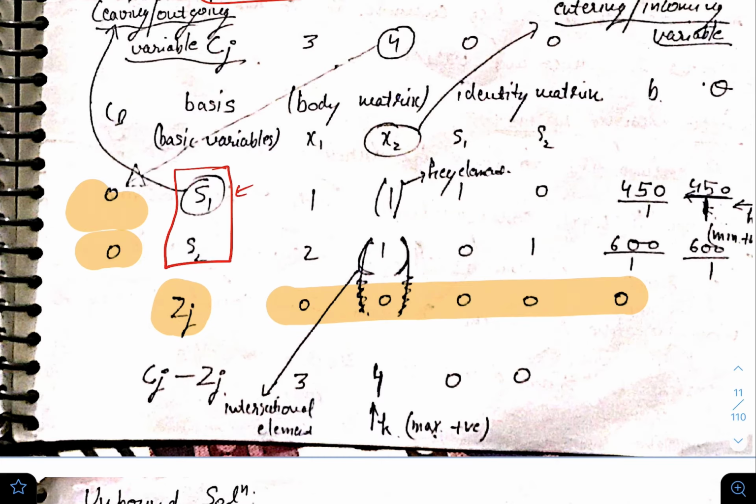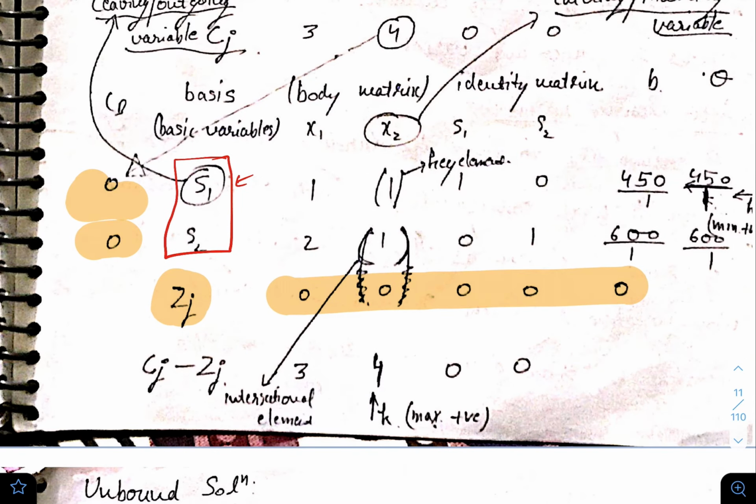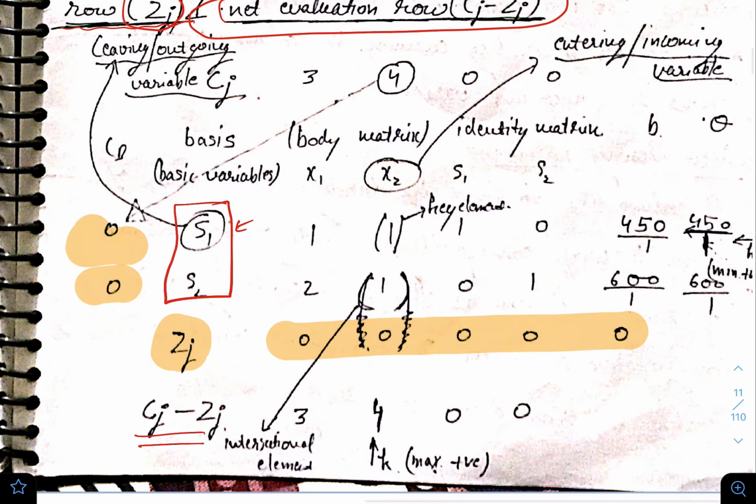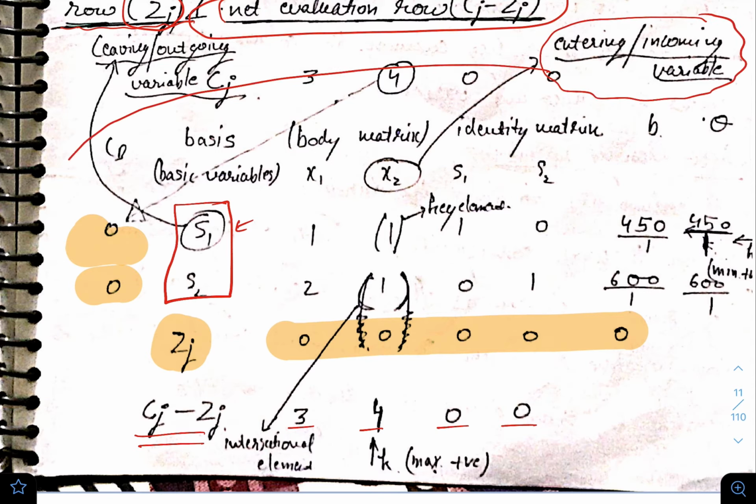basic variables? So when I calculate my Cj minus Zj, I get here 3, 4, 0, 0, right? So the maximum positive value here in my Cj minus Zj is my key column. What it means? It means x2 is my key column. The variable in the key column will always be the entering or incoming variable. So this variable will now enter over here.